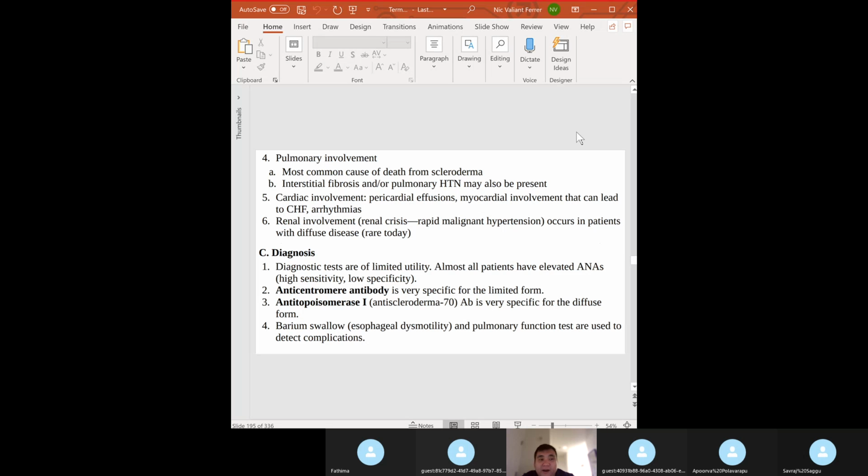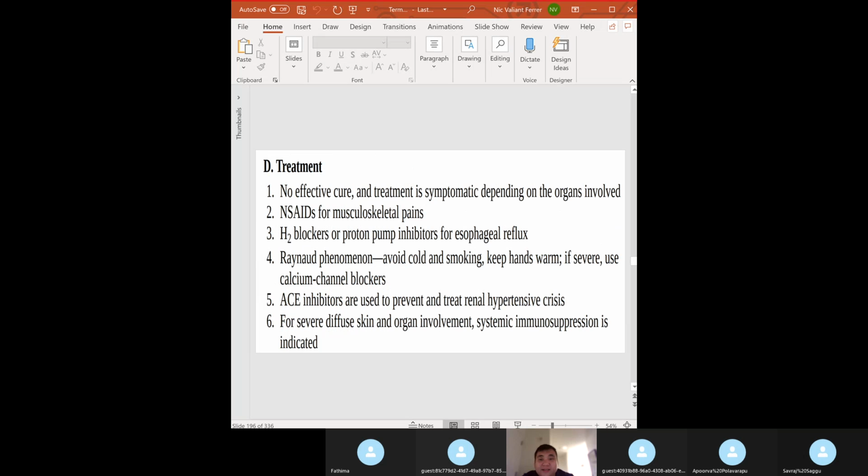So how are we going to compare and contrast your diffuse versus limited scleroderma? As I've said before, limited scleroderma, LS, CREST syndrome: calcinosis, Raynaud's, esophageal motility, sclerodactyly, and telangiectasia. Diffuse scleroderma or SS, systemic scleroderma: widespread skin involvement, significant visceral involvement, and anti-topoisomerase 1. It has a poorer prognosis.